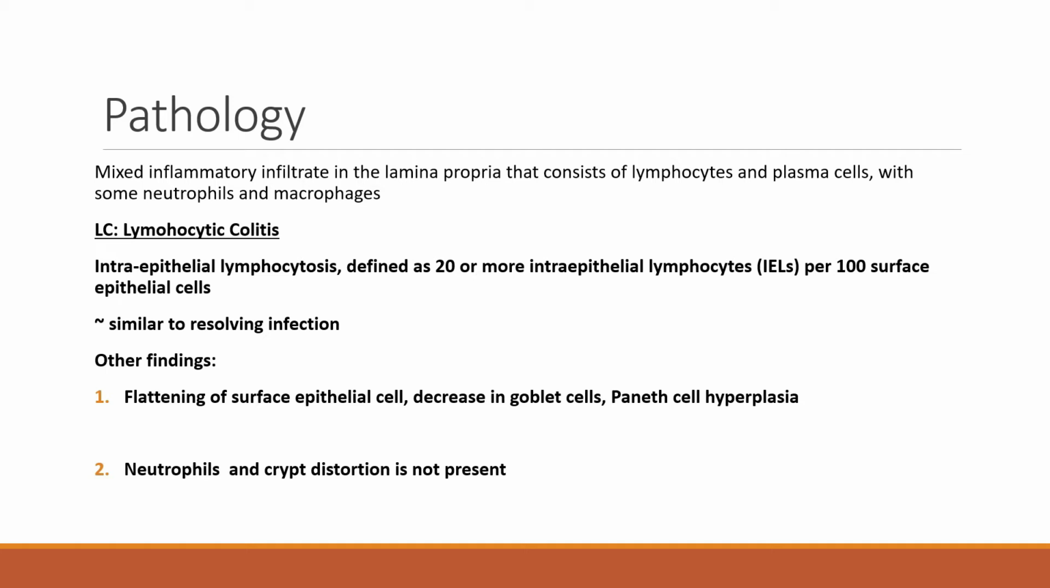For example, if a patient has salmonella infection or any other infection, then you cannot label them as microscopic colitis. So stool cultures are a prerequisite to rule out infection, because most of the patients with resolving infection or resolving ischemia can have similar pathological findings. And there is also some Paneth cell hyperplasia and decrease in goblet cells. The most important thing is that because it's a chronic microscopic inflammation, neutrophils are present, but they're very rare, and there is minimal to no crypt distortion, which is how we discriminate this from inflammatory bowel disease.